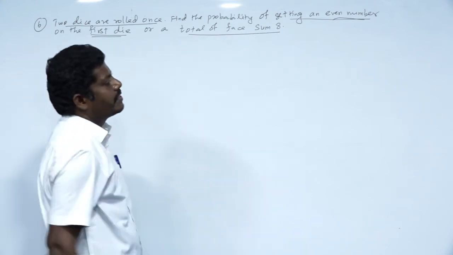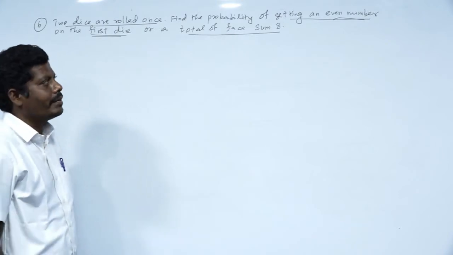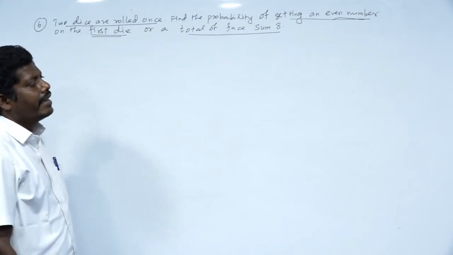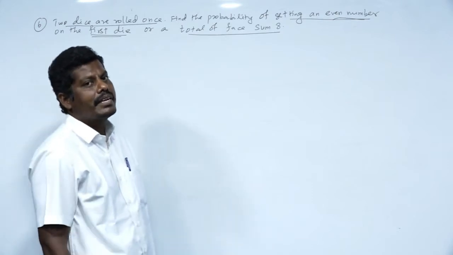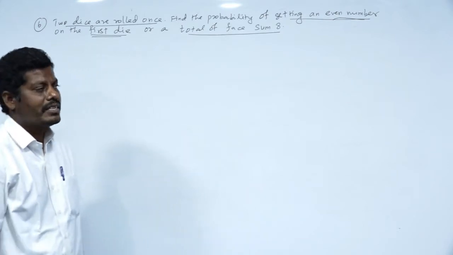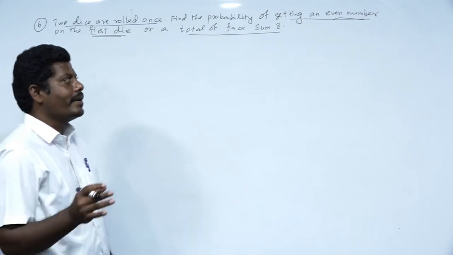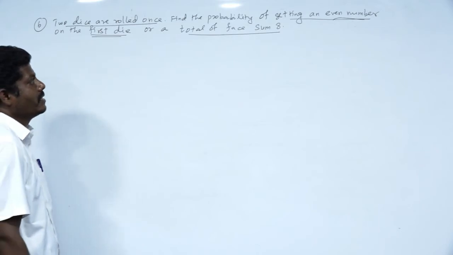Here 2 events are given. So the addition theorem for 2 events is probability of A union B is equal to probability of A plus probability of B minus probability of A intersection B, my dear students. For that we want to find out probability of A, probability of B and probability of A intersection B. These 3 things we want to find out now, my dear students.